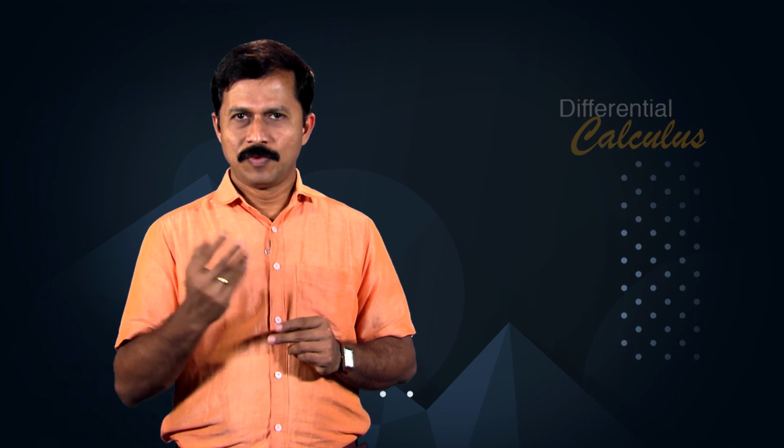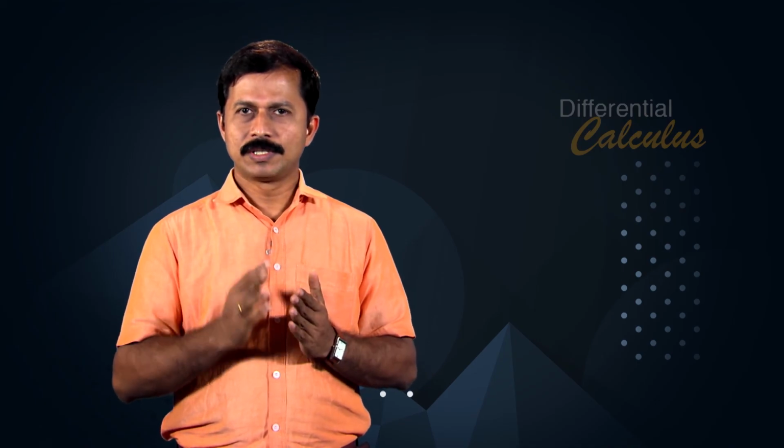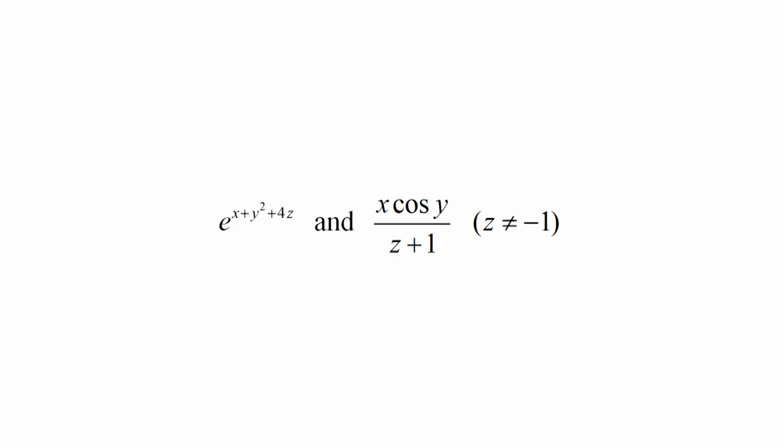As an example, we find that the limit as (x, y, z) approaches (0, 1, negative 2) of (z square plus e raised to x) all divided by (y cube plus 3x) is equal to ((negative 2) square plus e raised to 0) all divided by (1 cube plus 3 times 0), which is equal to 4 plus 1 by 1, which is equal to 5. Also, we note that the functions e to the power x plus y square plus 4z and x cos y by z plus 1, where z is different from negative 1, are continuous functions throughout their domains.